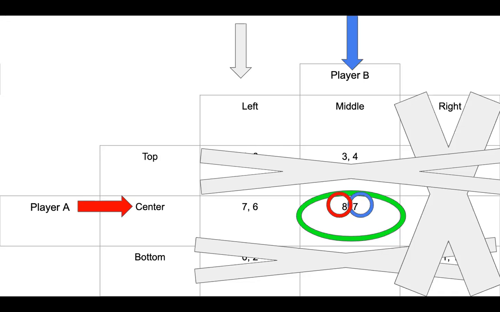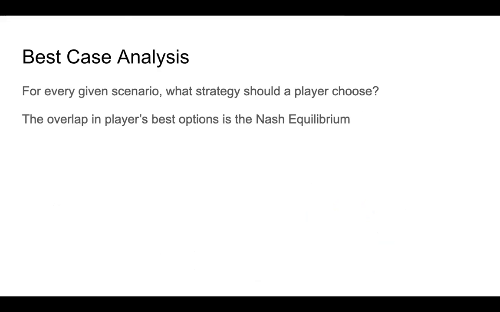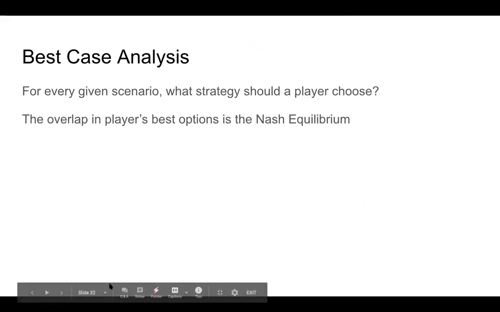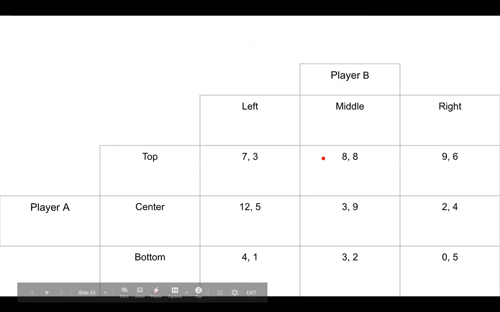So this is the best way of doing it. And if you're given a game table, this is the way you should be doing it. It's called best case analysis. So in every given scenario, what should a player choose? And it's just the overlap and best options is the Nash equilibrium. That's a bit of weird wording, but it's a lot easier to show than to explain. So here's our new game table. Again, different. So just inspect it for a bit.